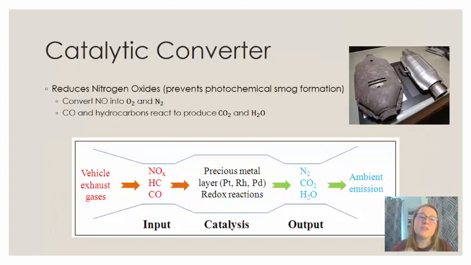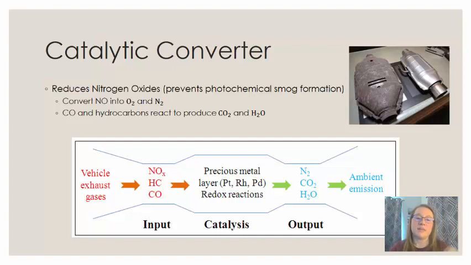Catalytic converters can also be used in the exhaust system of a vehicle to reduce those nitrogen oxides that are emitted from that car. And those nitrogen oxides lead to photochemical smog formation. So if we can reduce those, we can reduce the amount of smog, which means we are improving our air quality.